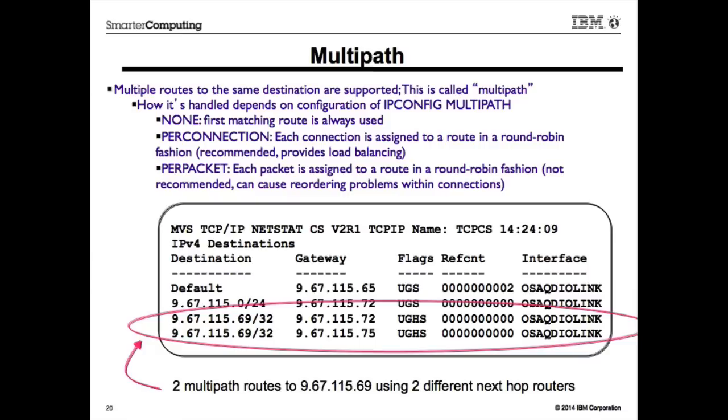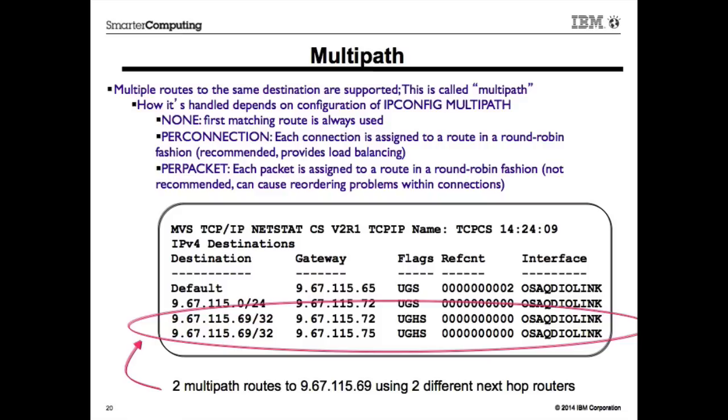Multipath per connection, which is what we recommend, means that each connection is assigned to a route in a round-robin fashion. That means for TCP, we assign the connection to one of the routes, and all packets in that connection use that route. For UDP, even though UDP is connectionless, we kind of make up a connection under the covers based on the destination address and the ports, and assign everything going there to that route too.